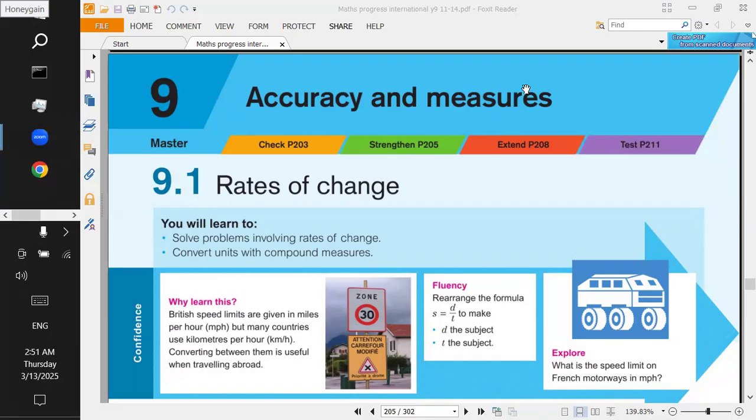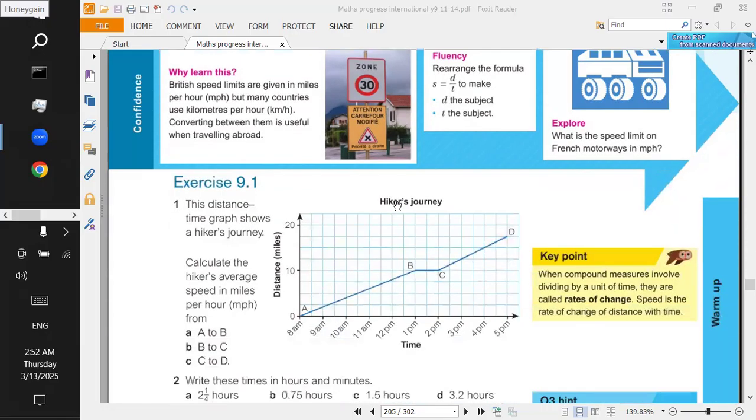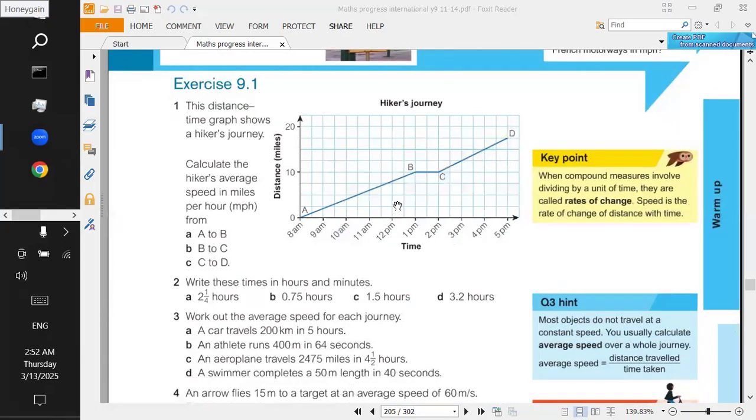In this video, we're going to talk about Unit 9, Accuracy and Measures. 9.1, Rates of Change. Let's take a look at some questions here.